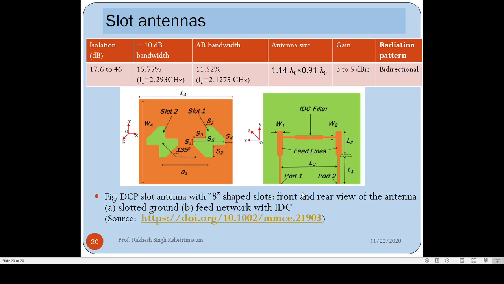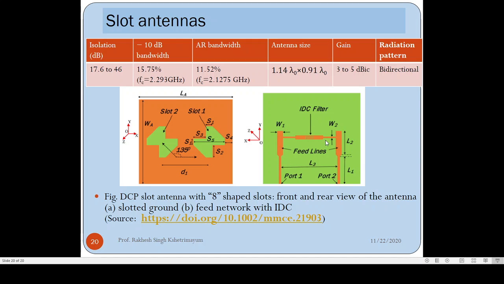We have one more slot antenna, and this is also for full duplex radio. We have a dual circular polarized slot antenna. We have 8 slots here, and they are oriented in a perpendicular direction, so that isolation is very good between the two antennas.